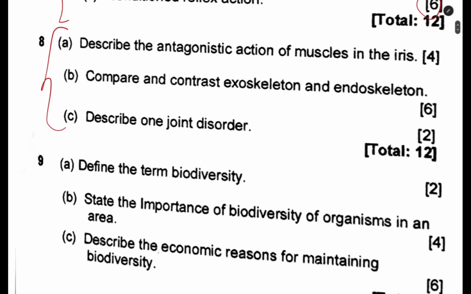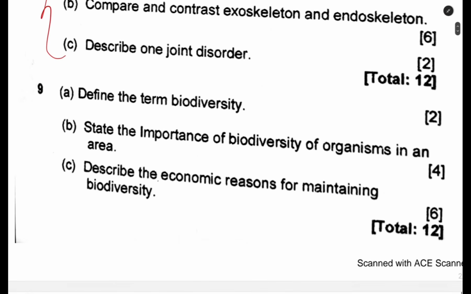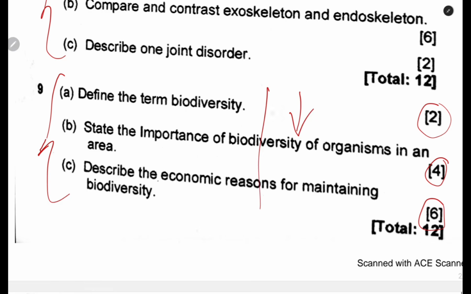Okay. Then question 9, define the term biodiversity. So defining the term biodiversity, 2 marks. State the importance of biodiversity of organism in an area, 4 marks. Then describe the economic reason for maintaining biodiversity. So this part on biodiversity is one of the parts that you expect on the last question. Okay, so this part you have to know it, because I think last year, 2024, what came was population. So biodiversity is one of the questions that you expect on question 9 or question 5 or question 4 this time around. So this topic, in other words, you need to know it, biodiversity.